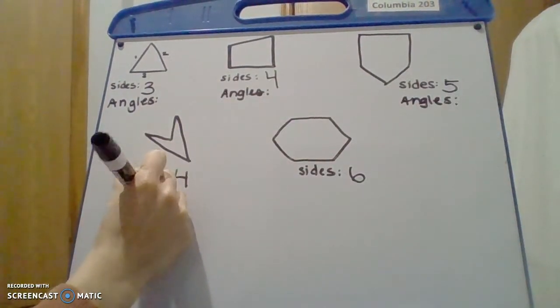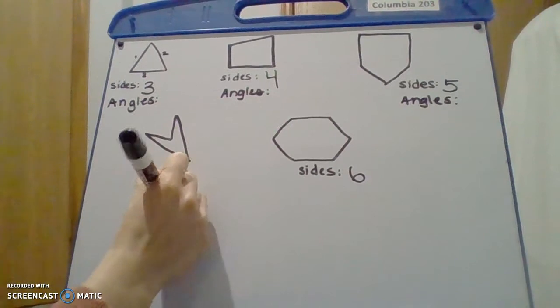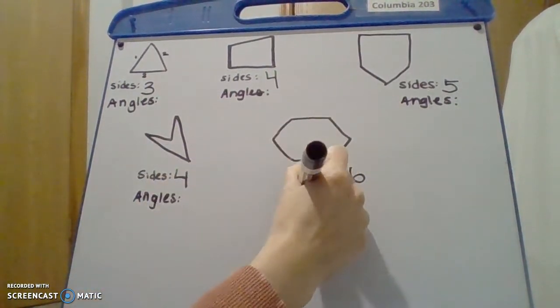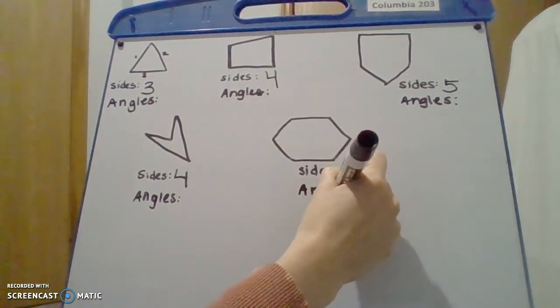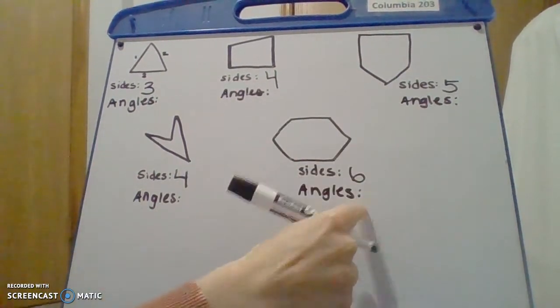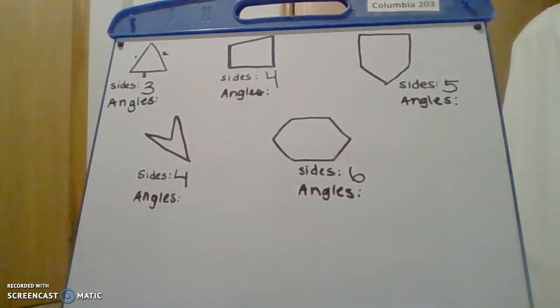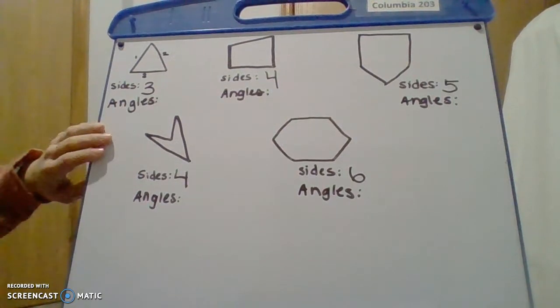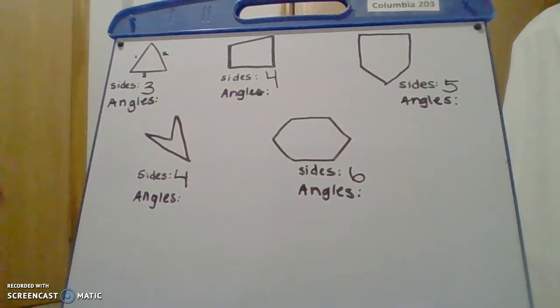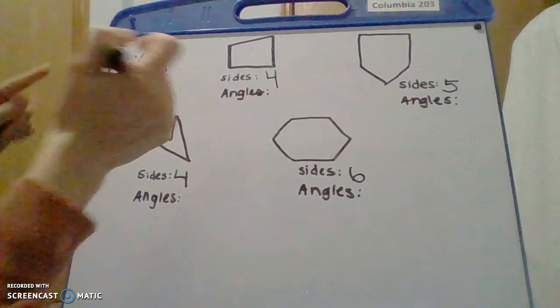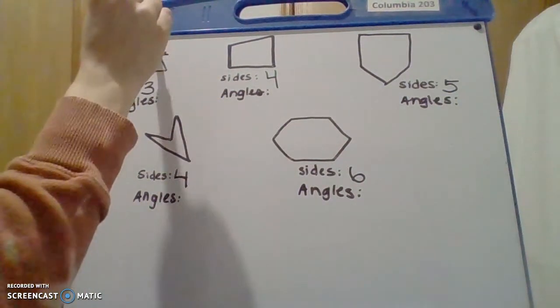So it helps you because we're going to get into it a little later this week, and these different number of sides and different number of angles. It's going to tell you what kind of shape we're working with. So now we're going to go back. Angles are when two sides come together. So we have two sides coming together.